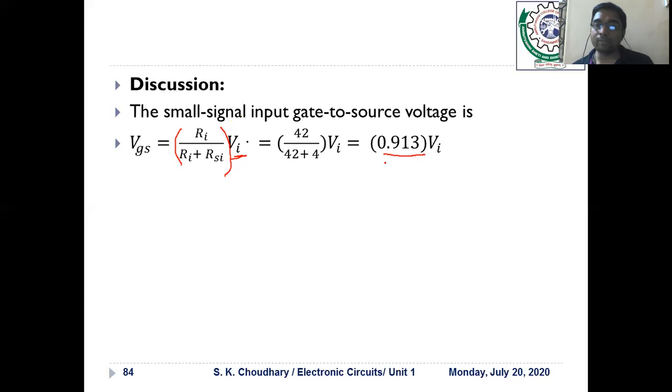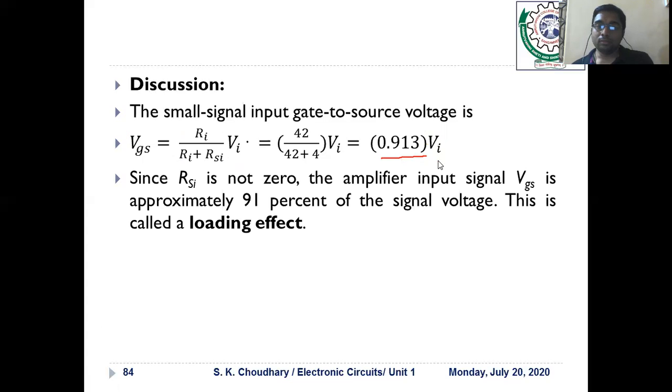This is less than Vi. Because of this RSI, what happens? Your input voltage appearing at the gate terminal is less than the input voltage generated by your signal generator. So input voltage VGS is 91.3% of Vi. It would be decreased by nearly 10%. If RSI is not 0, your amplifier input voltage VGS is approximately 91% of the signal voltage. That is actually called the loading effect.